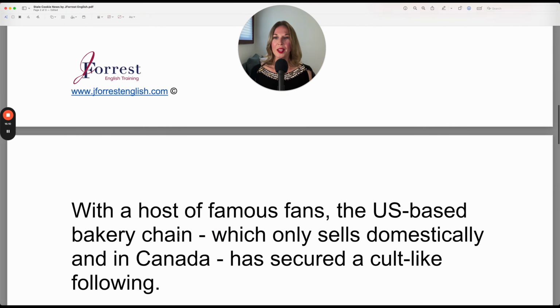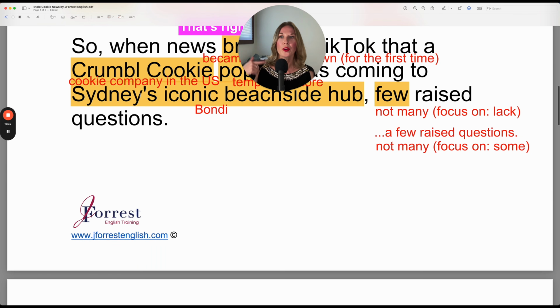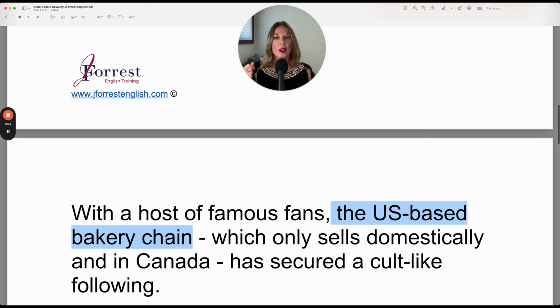Let's keep going. With a host of famous fans, the US-based bakery chain, which only sells domestically and in Canada, has secured a cult-like following. Okay, so the US-based bakery chain, what's the name of this company? Crumbl. That's what we're talking about, Crumbl. Crumbl is the US-based bakery chain that sells cookies.